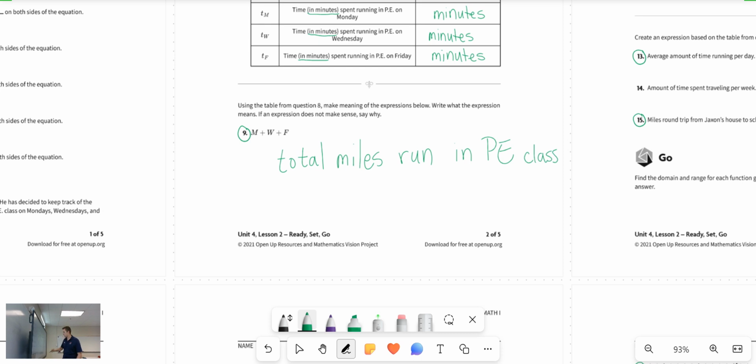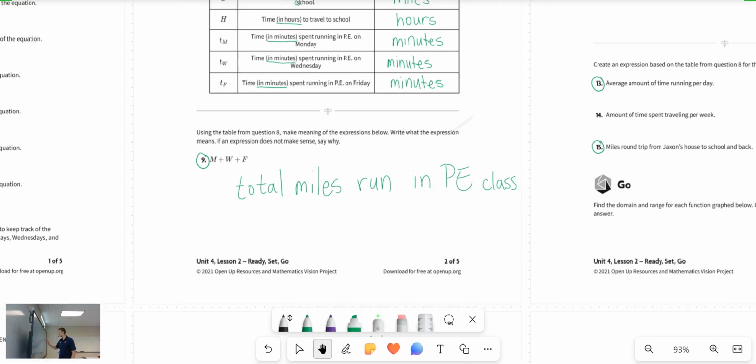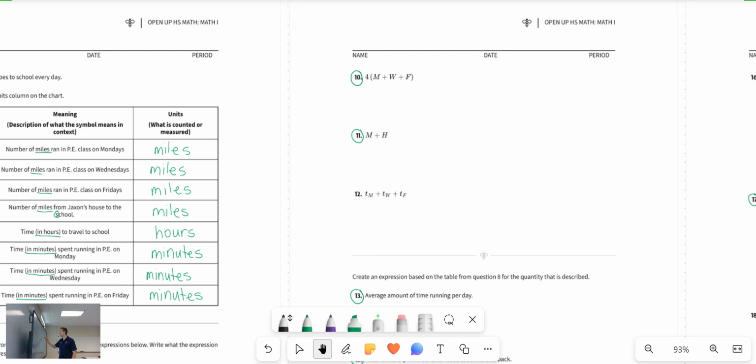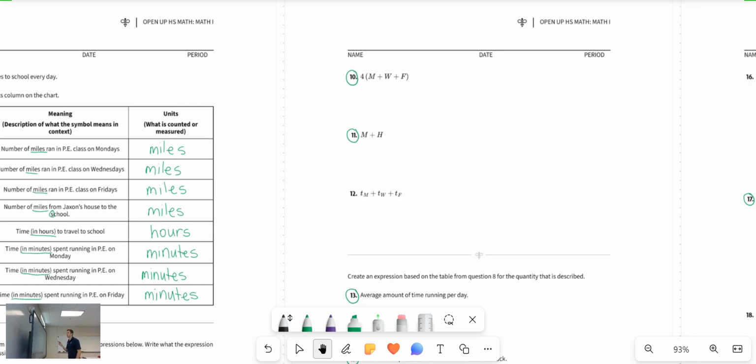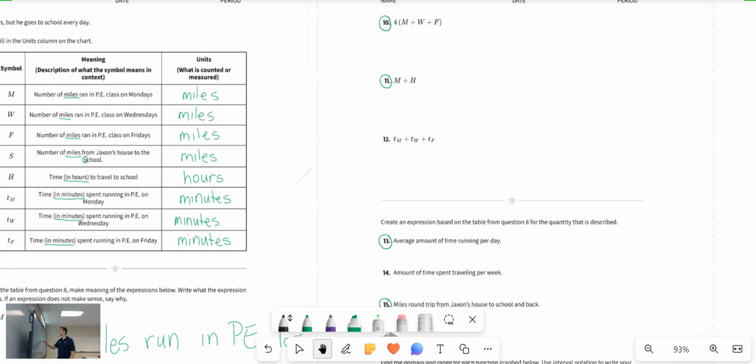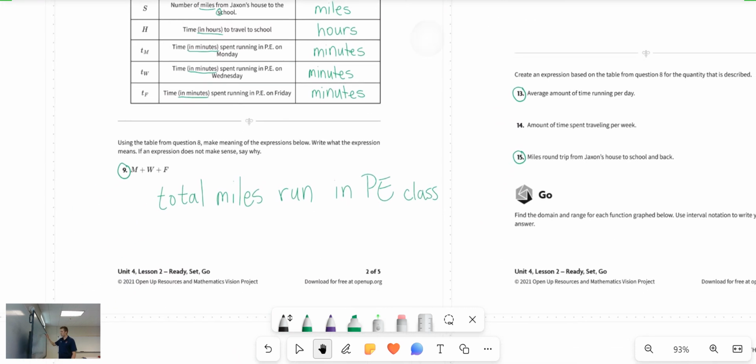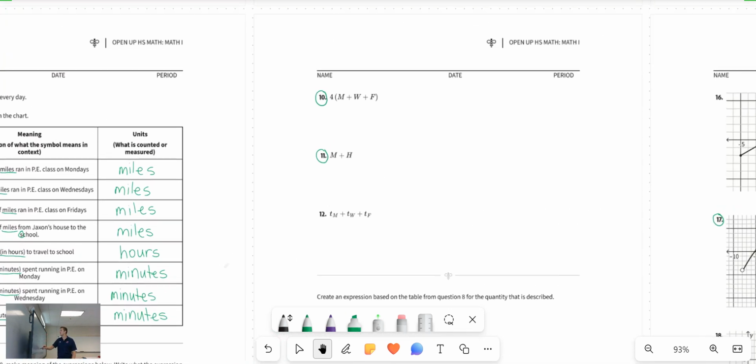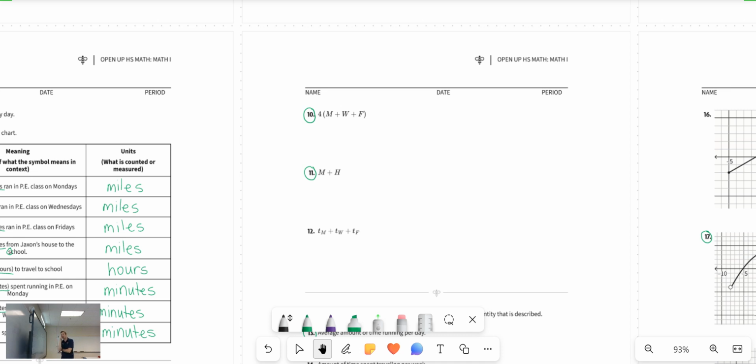All right. What is number 10? It's on the next page. Let's go look. 4 times M plus W plus F. All right, so we said that M plus W plus F was the total miles run in PE class. Now, 4 times that. So if he ran, let's say, 30 miles, this would be 4 times 30, which would be 120.